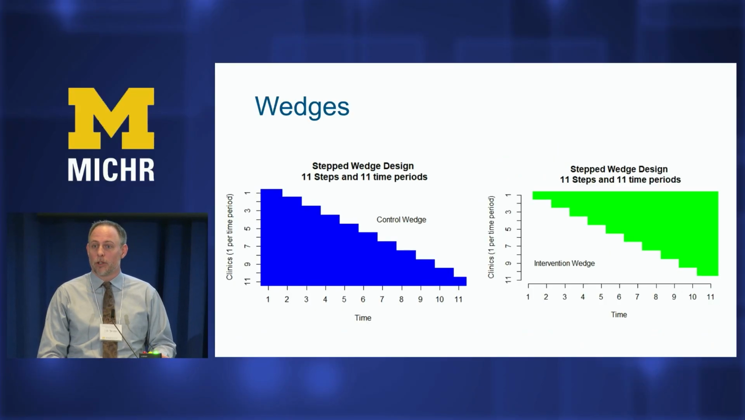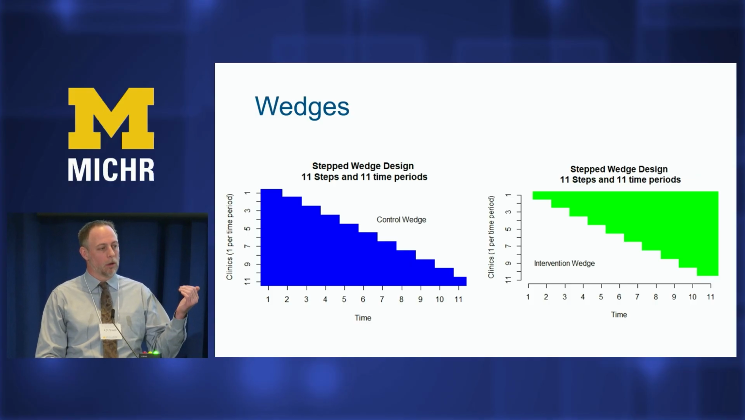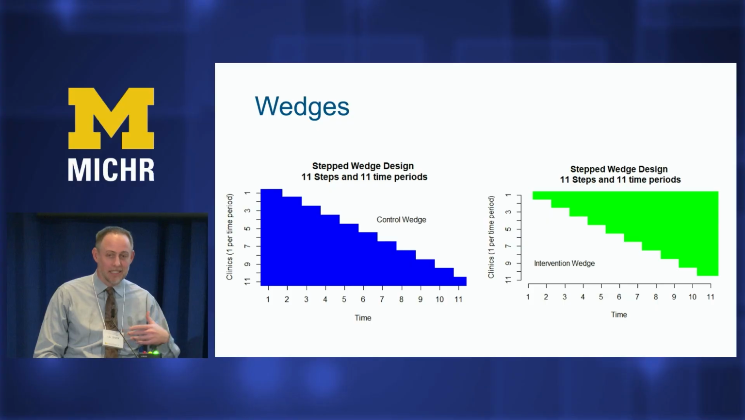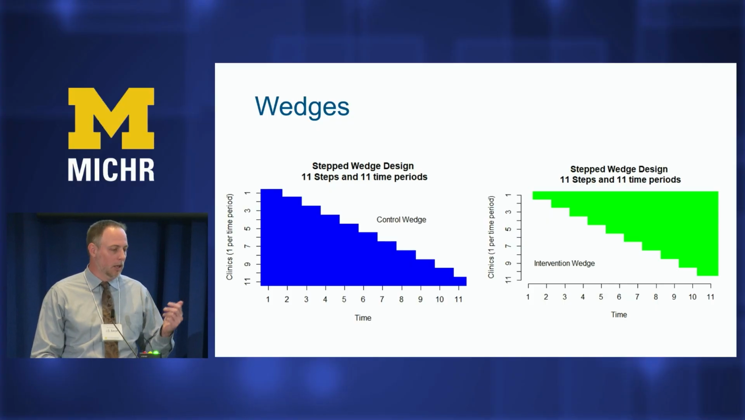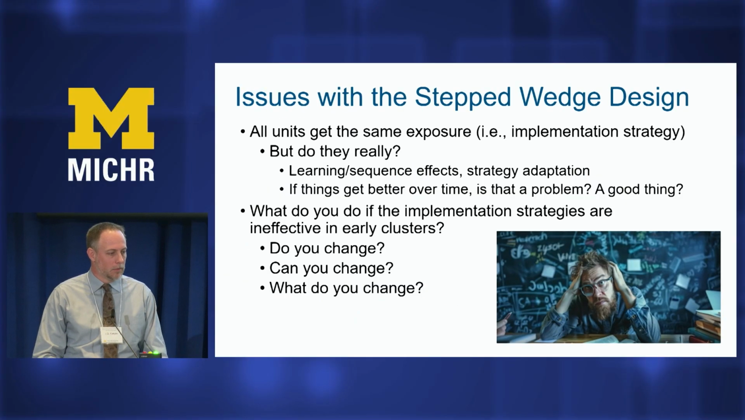Rollouts themselves are very good for implementation because they help you logistically balance your resource allocation across those sites. And honestly, in most systems, when they do a big practice change, they do a rollout. They don't just do it instantaneously across the whole system, for some of the reasons already mentioned. So what are some issues with the stepped wedge?